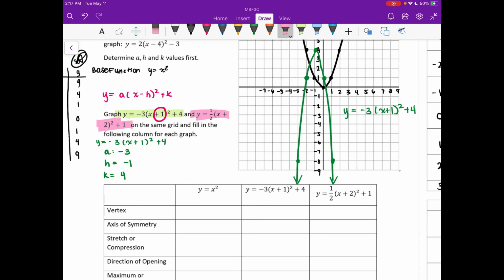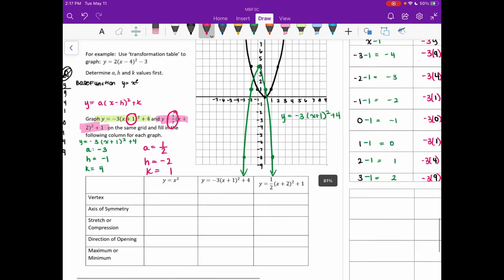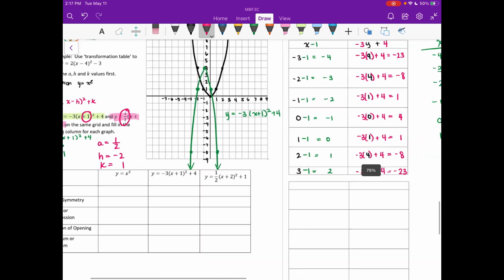So we're going to do y equals positive 1 over 2, (x plus 2) squared plus 1. So let's go and find our different values. a is equal to just the number in the front, so it's going to be positive 1 over 2. h is equal to negative 2, and it's going to be the opposite because we're pulling it out of the bracket. And then k is equal to positive 1. It's outside the bracket, so we don't have to change any signs. Okay, so we have that situation.